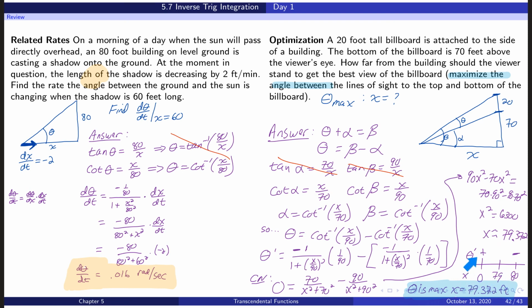I plugged those into theta prime right here, and obviously I used my calculator. Found out that this was positive and this is negative, so that tells me that my function is increasing and then decreasing. My theta function is increasing and then decreasing. So 79.372 is the maximum angle when x is 79.372. I said that backwards, but x is 79.372, and that produces a theta max. Okay, that's it for day 50.